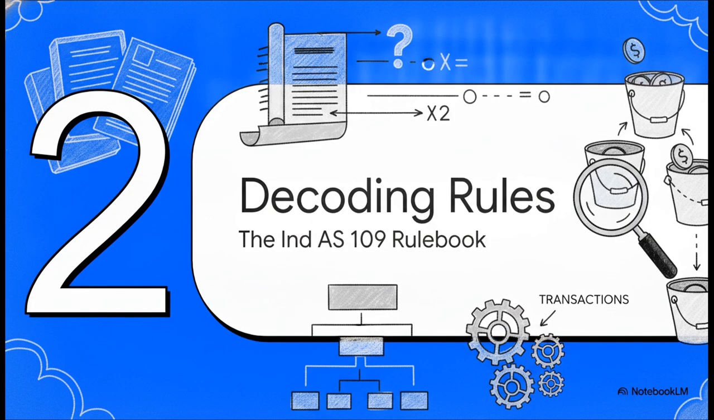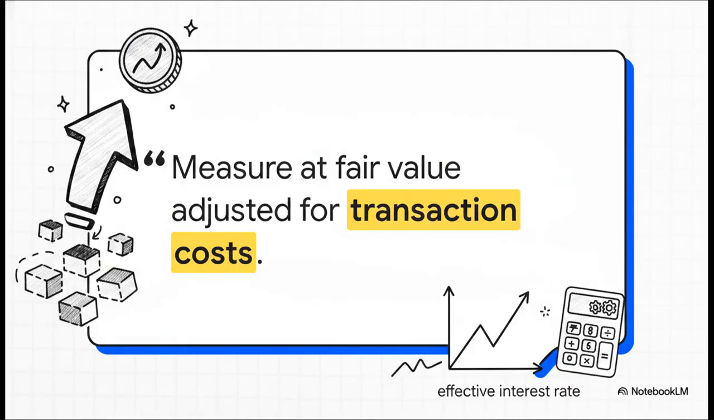Which leads us perfectly into Section 2, decoding the Ind AS 109 rules. Let's check the rulebook and see if that two-bucket approach is actually allowed. If we pull up paragraph 5.1.1 of Ind AS 109, it lays it out pretty clearly. It says that at initial recognition, an entity shall measure a financial liability at its fair value, plus or minus transaction costs that are directly attributable to issuing that instrument.